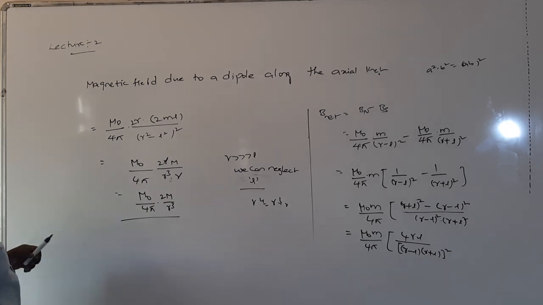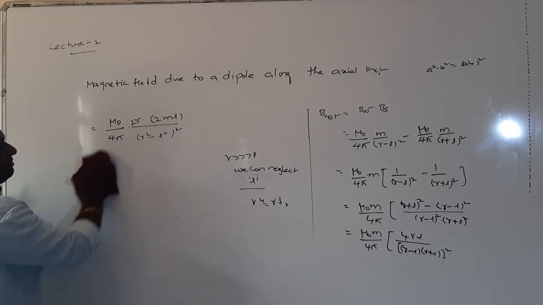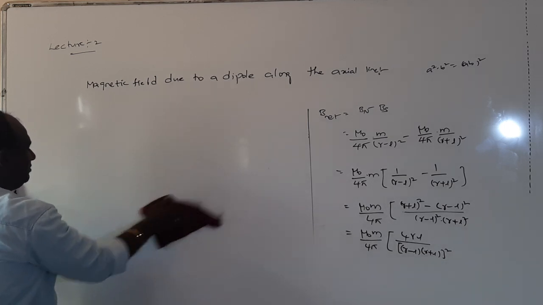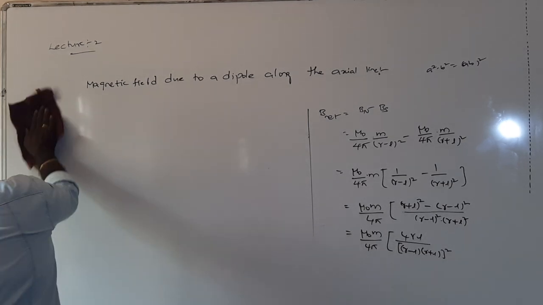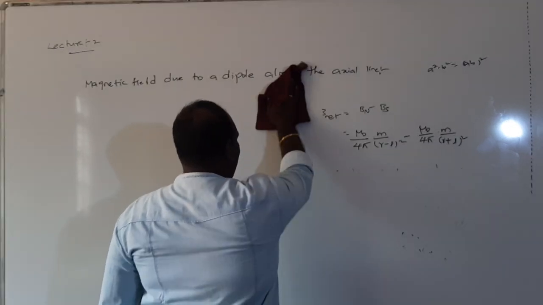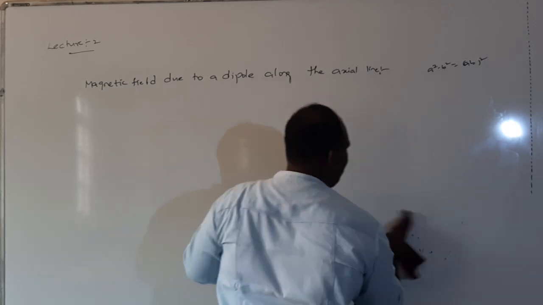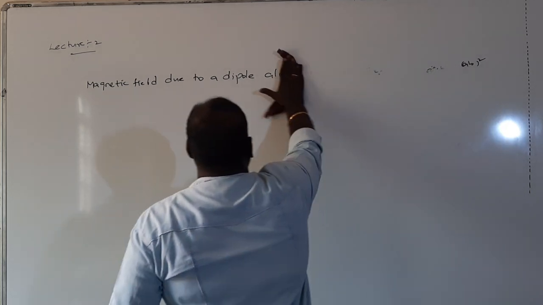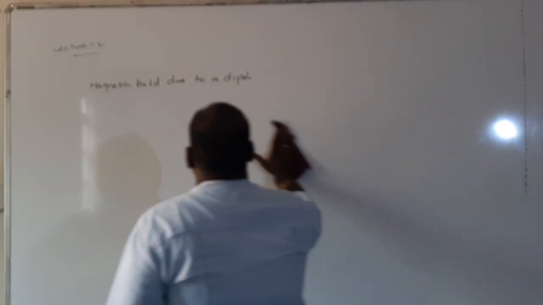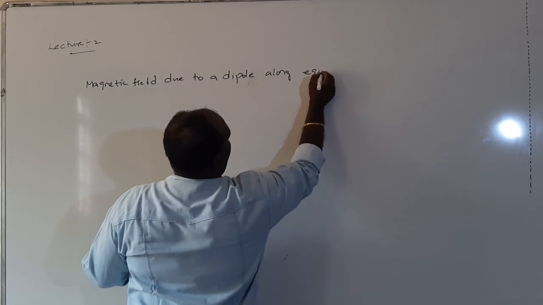Next, we are going to discuss magnetic field due to a dipole along the equatorial direction.